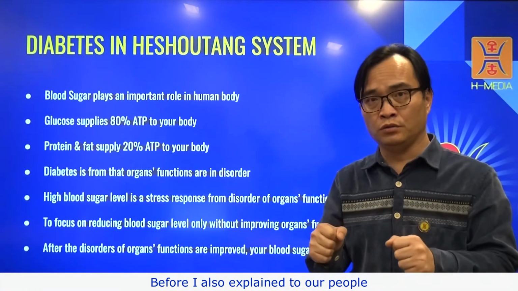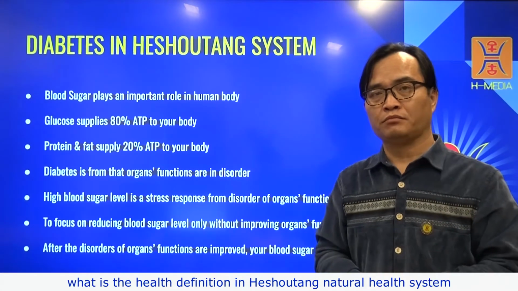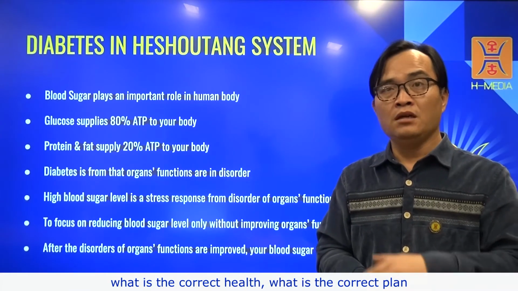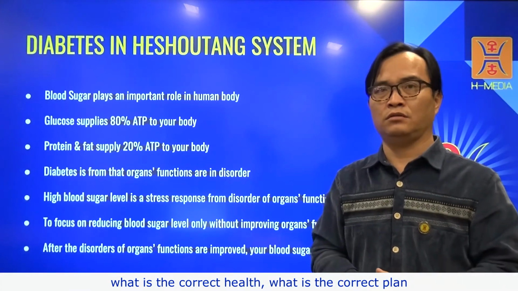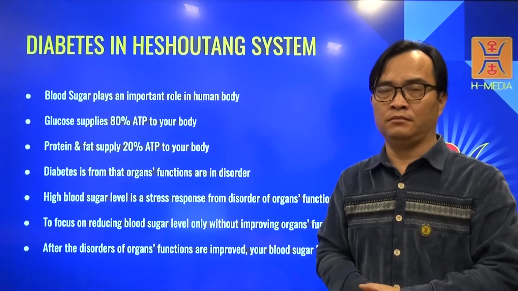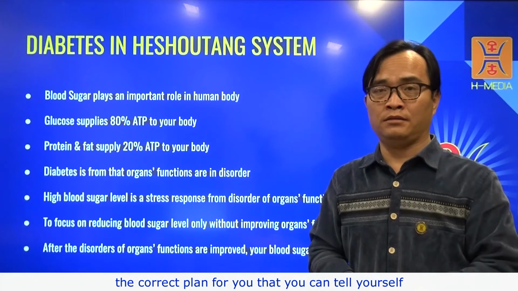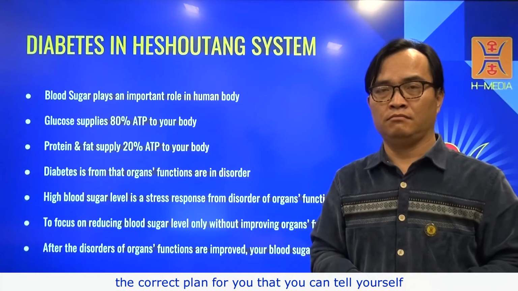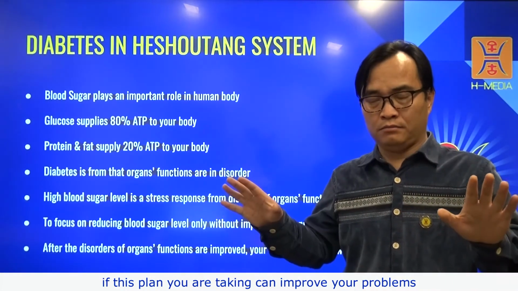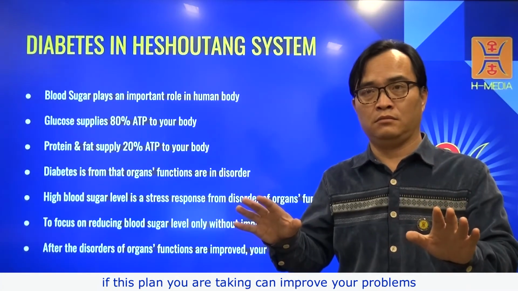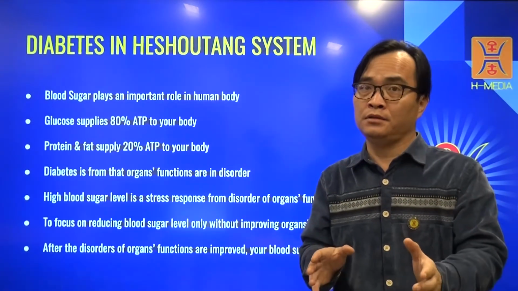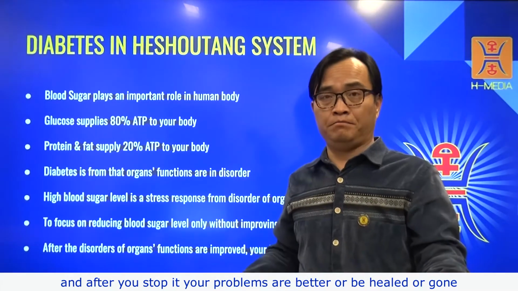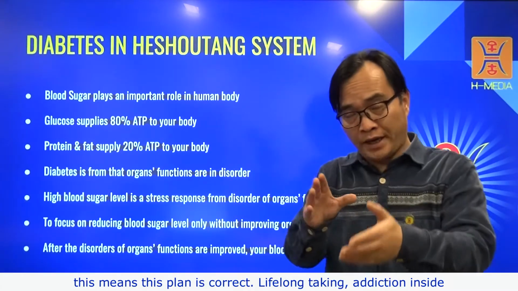Before, I also explained to our people what the health definition is in the Heshoutang natural health system. What is the correct health? What is the correct plan? The correct plan for you, you can tell yourself: if you are taking this plan, it can improve your problems, and after you stop it, your problems are better, or healed, or gone. This means this plan is correct.